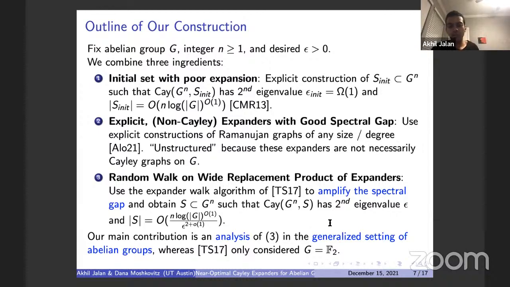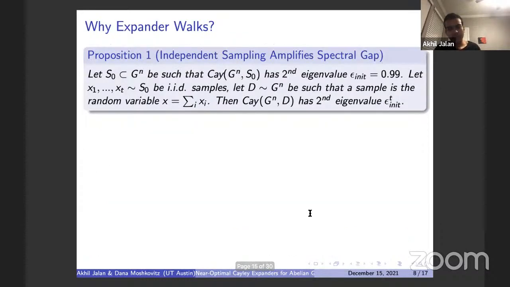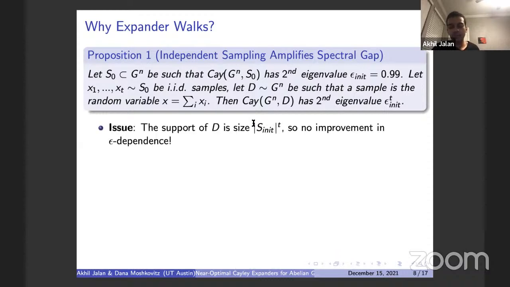So the main thrust of our work is to analyze this algorithm that was already posed in Tashma in Stock 2017. Tashma was studying the case of epsilon balance codes over F2, and we showed that actually this algorithm works for amplification on any abelian group. So I think I have 2 minutes. Let me try to give a flavor of why this is true. Essentially, if you take independent samples from your initial set, then you can show that the spectral gap shrinks very fast. The problem is that the size of your generating set also grows at that same rate, so there's no improvement in the epsilon dependence.